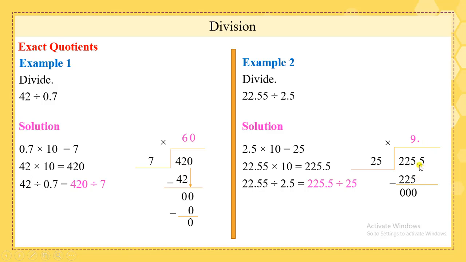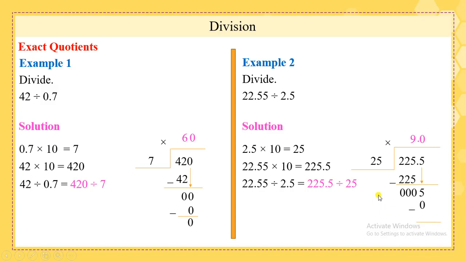Now we still have a digit. We are going to bring it down. Bring down the 5. Divide now 5 by 25. How many 25s do we need to get 5? 0. Then put 0 in the quotient above 5 and multiply 0 by 25. 0 times 25 is 0. It is time now to subtract.